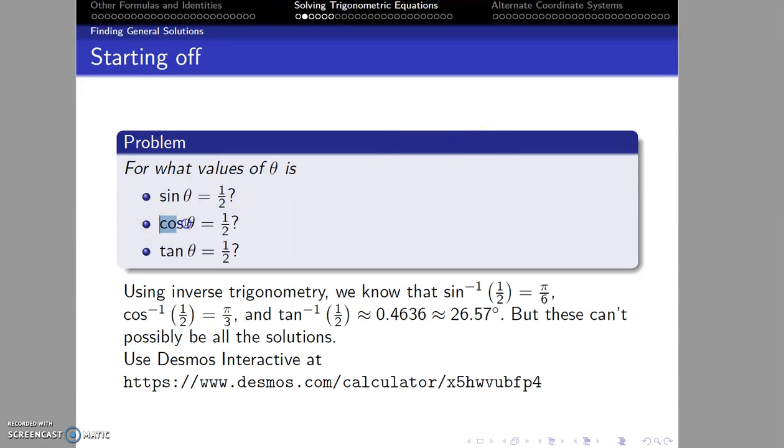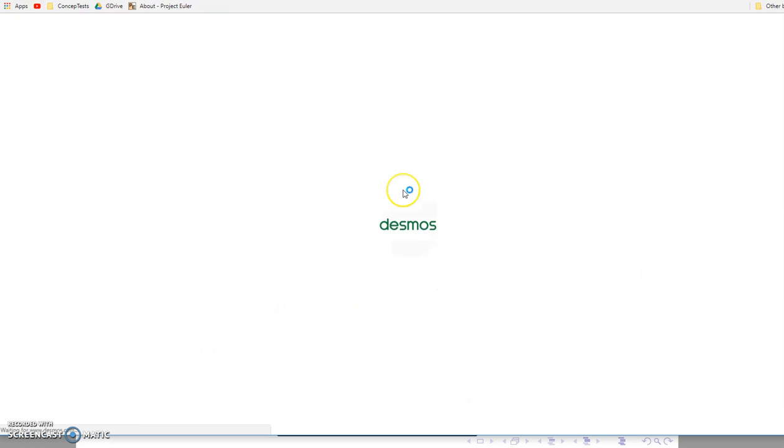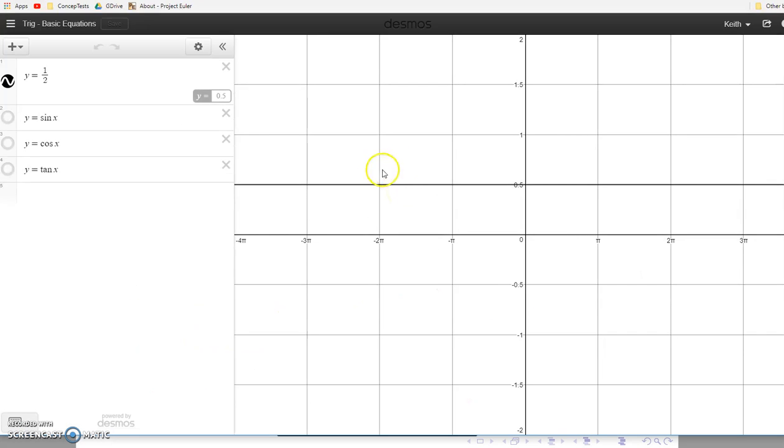Doing similar for cosine via arc cosine, we would find a solution to cosine theta equaling a half to be pi over 3, or 60 degrees. Doing it again with arc tangent, that's not going to be a nice thing. We'll end up getting 0.4636 in radians, or 26.57 degrees. And we'll get a solution using our inverse trig for each of these equations. But there's no way that's all of the solutions. That can't possibly be all of the solutions.